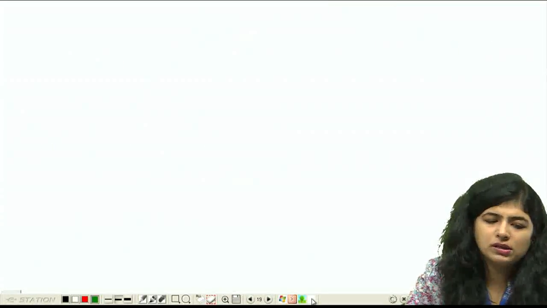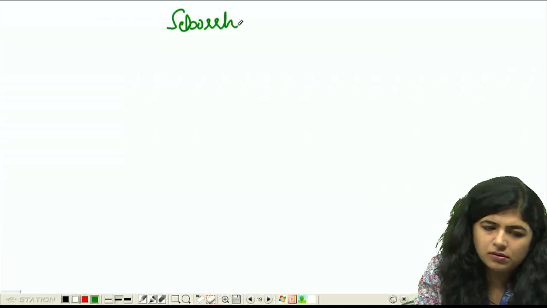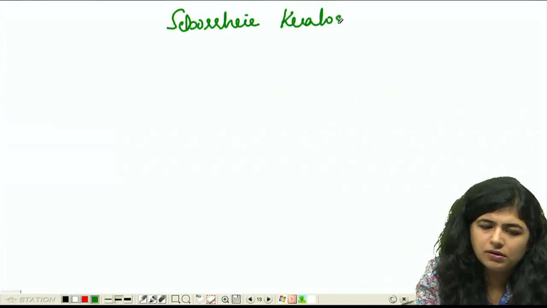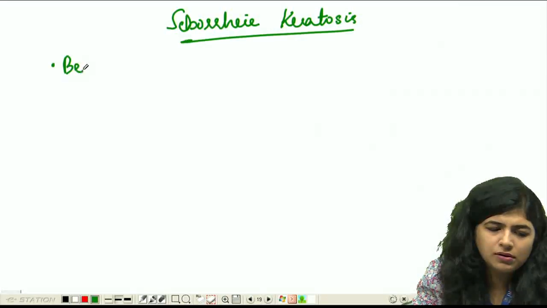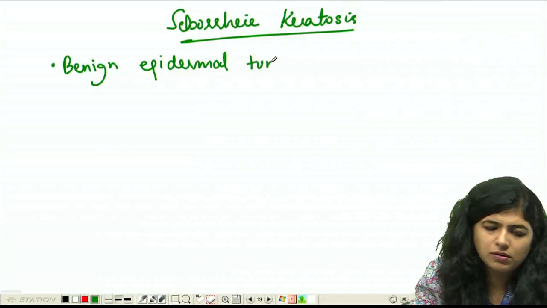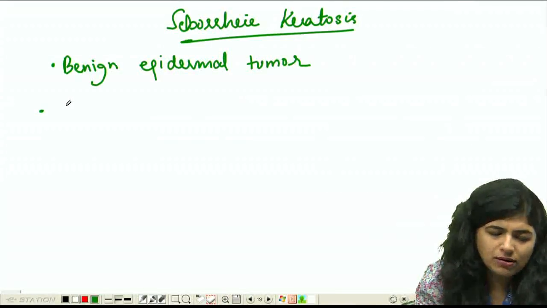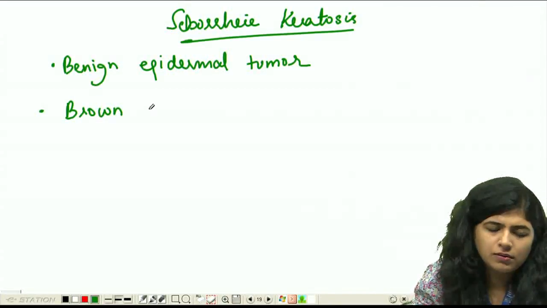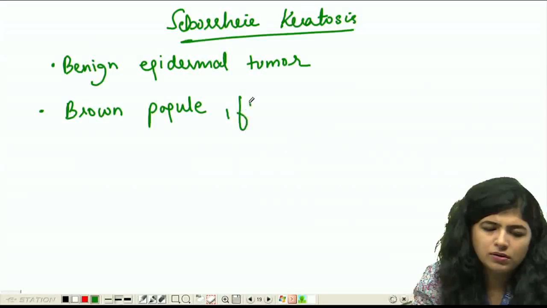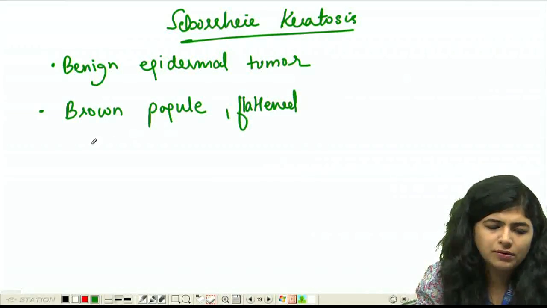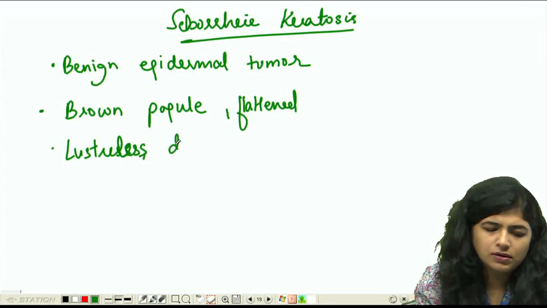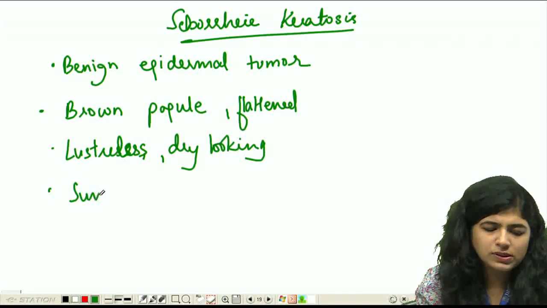Now, if it was a seborrheic keratosis, this is a benign epidermal tumor. This is generally described as a brown papule which is flattened, lustreless, dry looking, and this will also be seen on the sun exposed sites.